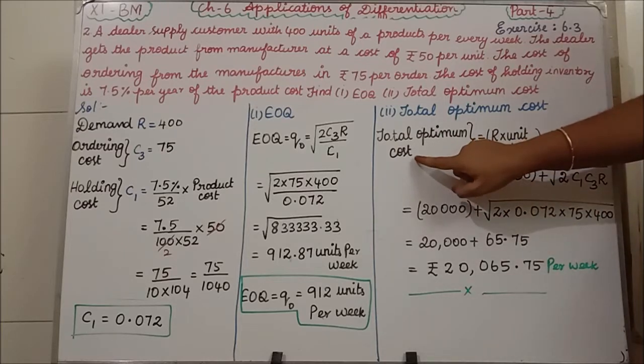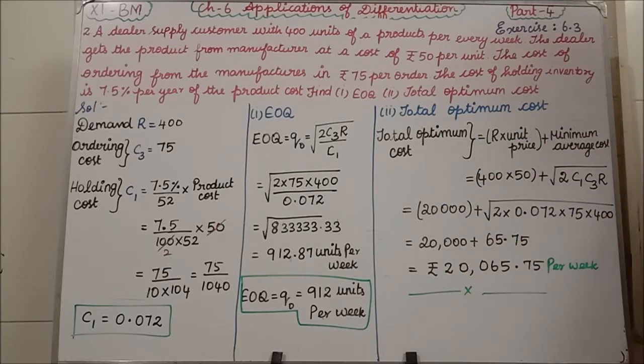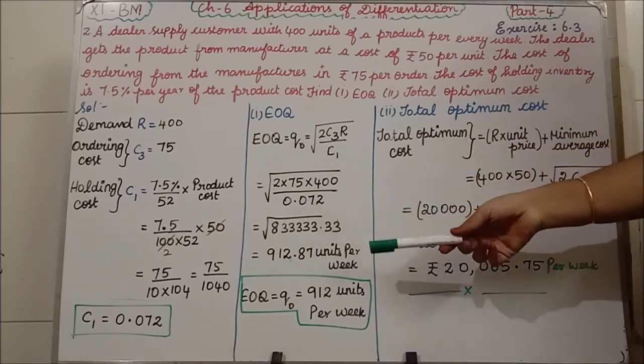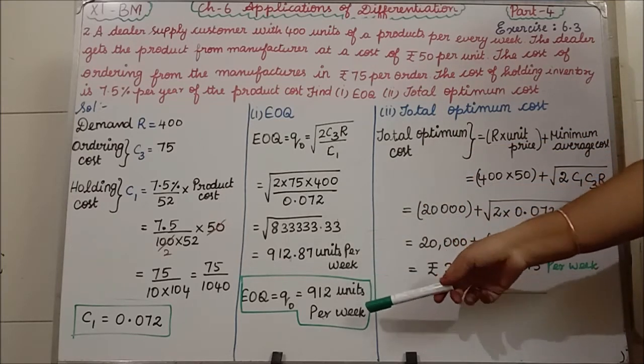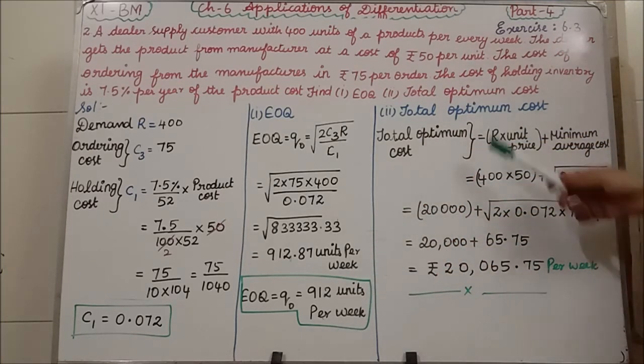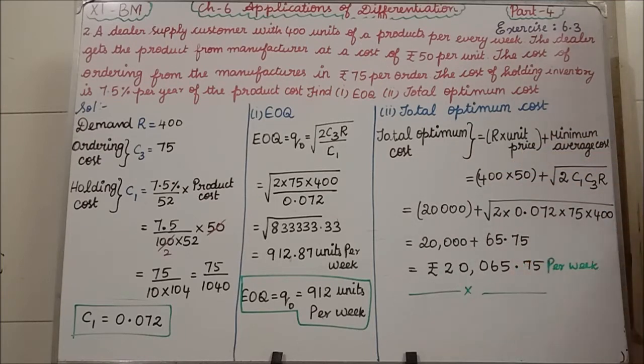Since they are asking for the cost, we have to put rupees here. In the first subdivision they were asking for units, so no need to put rupees, you just write units per week. Here they are talking about cost, so we surely have to put rupees. Clear, students, all of you, the exercise 6.3 first question and second question?